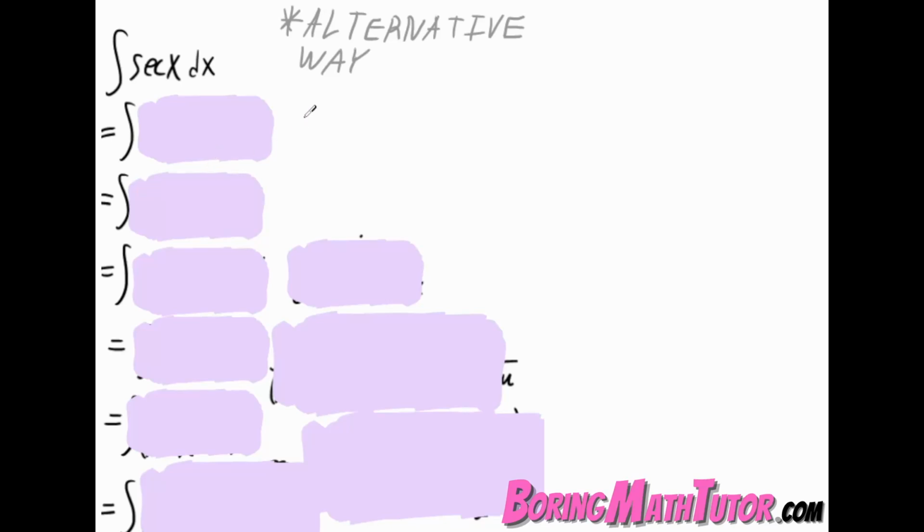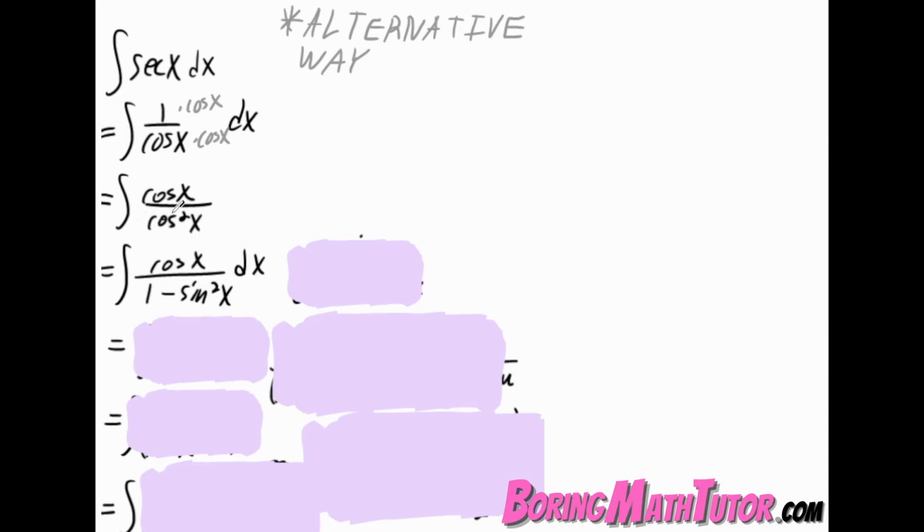What up? We're going to learn an alternate way to derive the integral of secant. We're not going to use that wacky trick. We're going to start by changing the secant into 1 over cosine. Then we're going to multiply top and bottom by cosine x. That's going to get us this one. Then we're going to change the bottom into 1 minus sine squared.